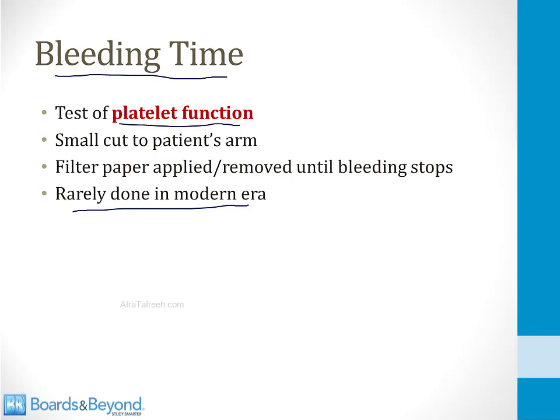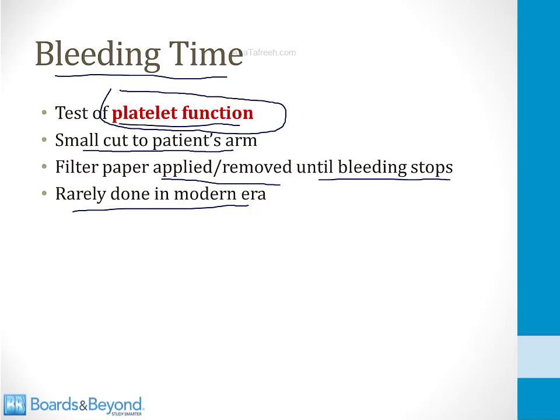The way a bleeding time used to be performed is by making a small cut in the skin on a patient's arm. Then filter paper was applied and removed at regular intervals until the filter paper was clear of blood, which indicated the bleeding had stopped. You would then record the time it took for bleeding to stop, and that was the test called a bleeding time. This is a test of platelet function because this type of very superficial bleeding on the skin is heavily dependent on normal platelet function in order for the bleeding to stop. So the bleeding time would rise when there was a problem with the platelets.